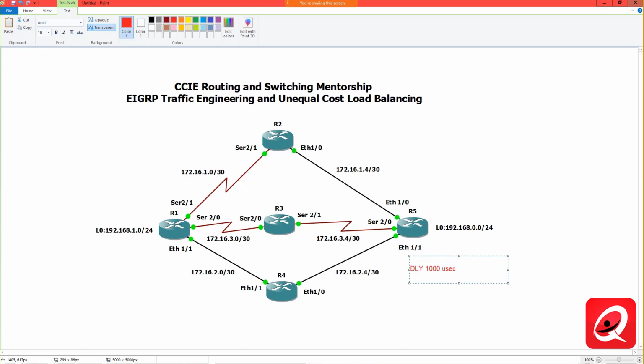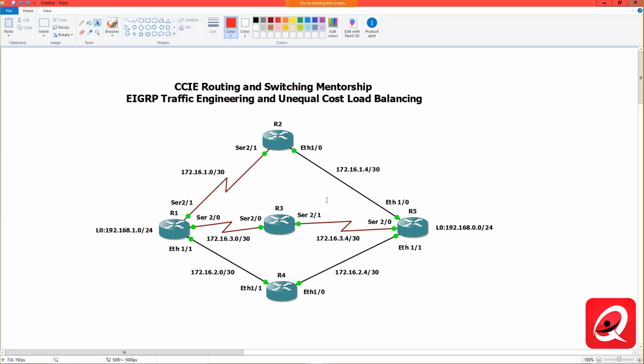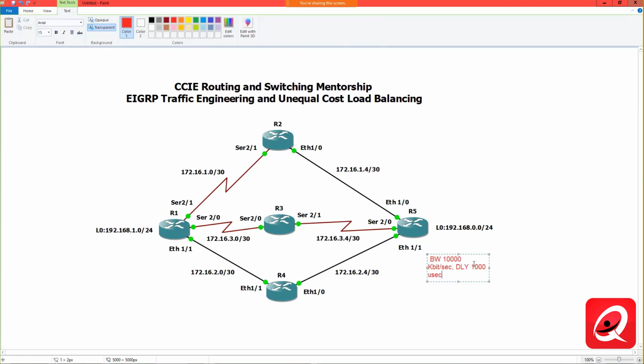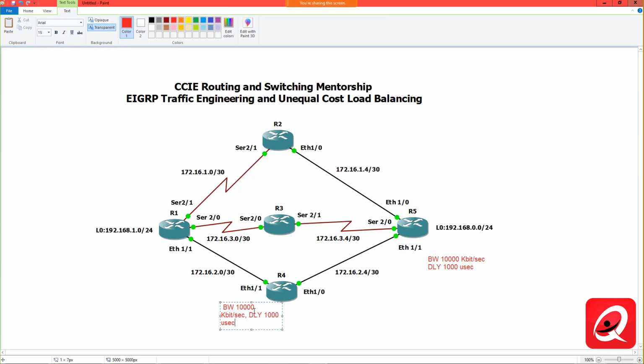We'll do the same thing. Whoops, what happened there? We'll do the same thing for, well, we can assume that router 4, because I haven't changed any of the default values, is basically using the same values on its Ethernet interface. So we'll put that value there.